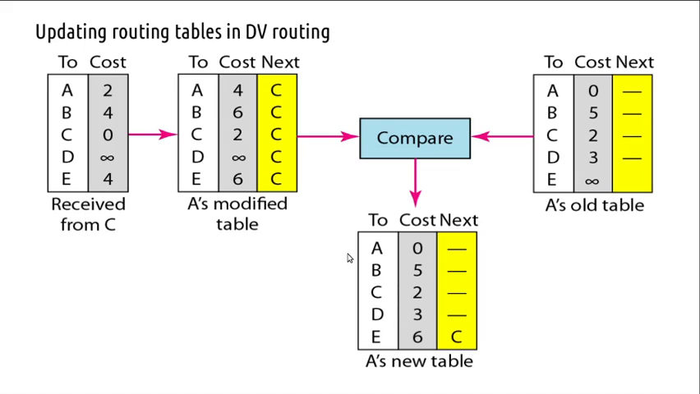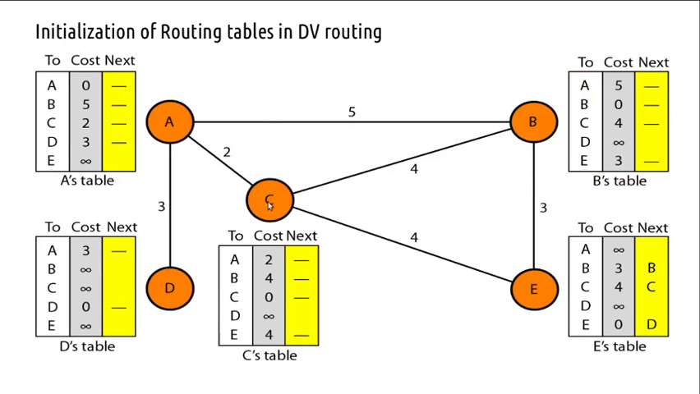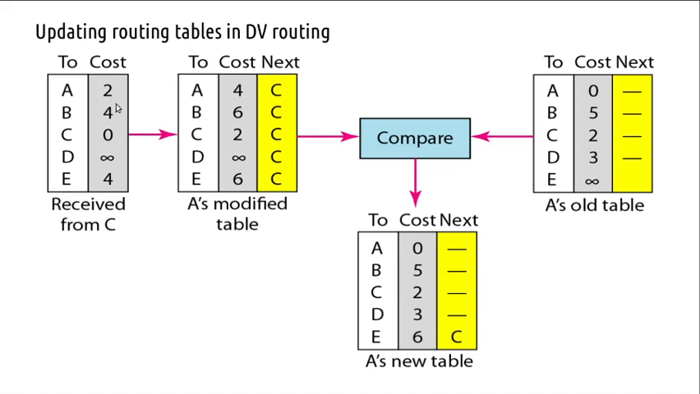How they update is that C exchanges its routing table with A, so C is giving this update to A, and it also receives updates from B as well as D. Okay, so we'll take the case of C. A is receiving an updated routing table from C. A has a routing table with it. So what it does is, say I'll just update my routing table. To reach C I require 2 hops. I'll update it as 2 hops.